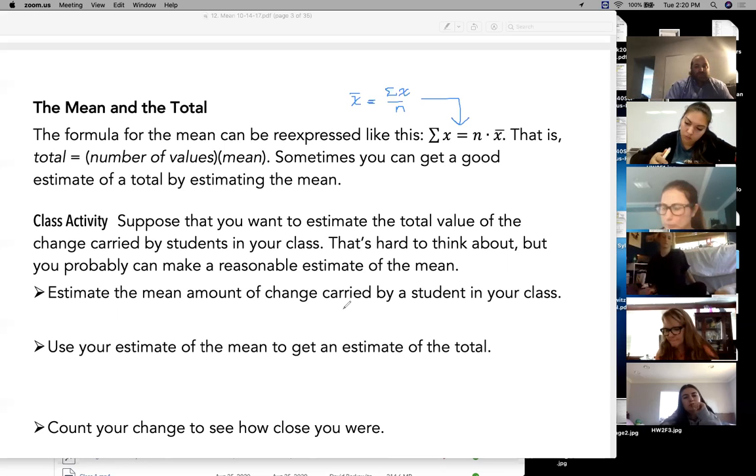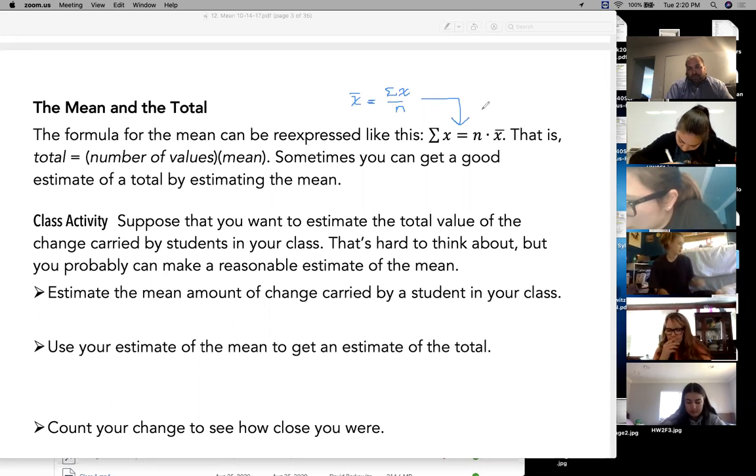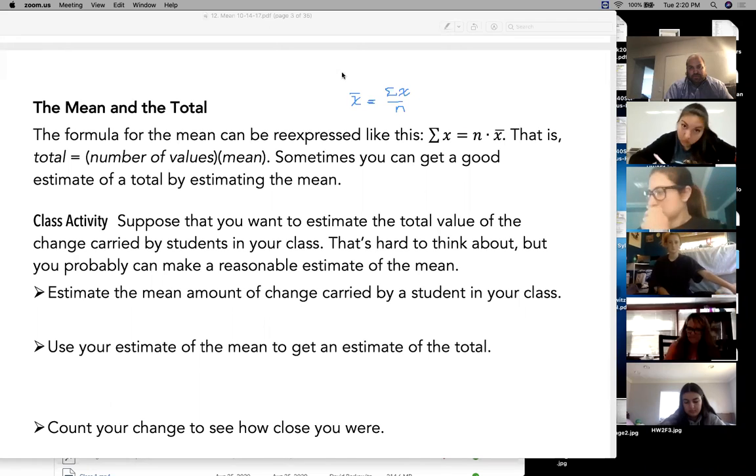Sometimes you're going to use this formula depending on the situation, and sometimes you're going to use this formula depending on the situation. We're not going to do this exercise because we're not in class. So I'm just going to go ahead and move to the next slide.